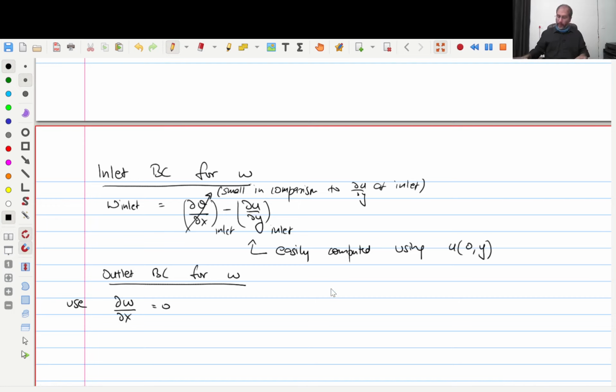Right, so this completes our discussion on the boundary conditions. So now we know how to supply boundary conditions for both omega and psi for the walls as well as inlet and outlet. Right, so a couple of other topics which may not be necessary for the lab, but which are quite useful in general for engineers.